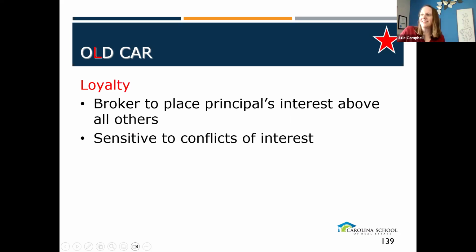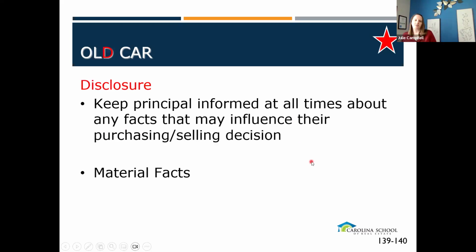The D in OCAR is disclose. Disclose, disclose, disclose. Know this: real estate brokers don't have many secrets, if any. Once we learn something, we have this duty to disclose. This introduces us more to our material facts. I doubt we'll get to that today. We might touch on it today, but we can expect the big material facts discussion first thing Tuesday morning.